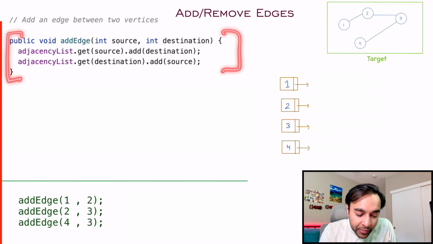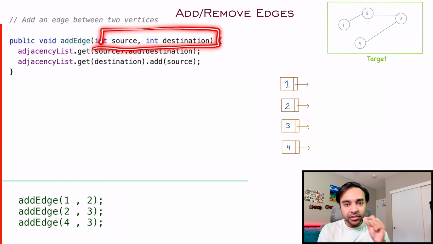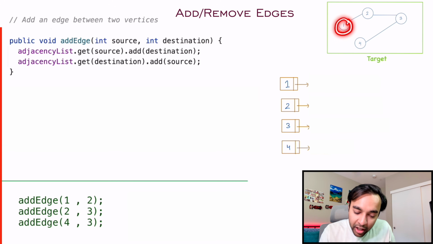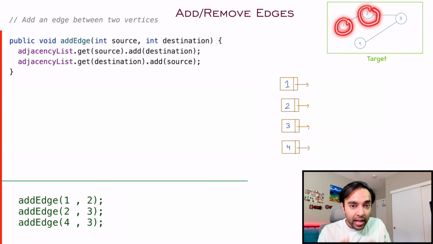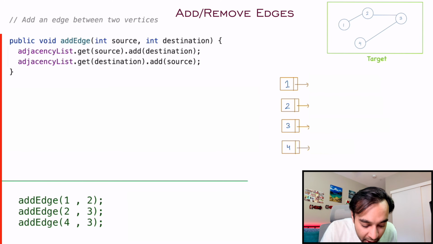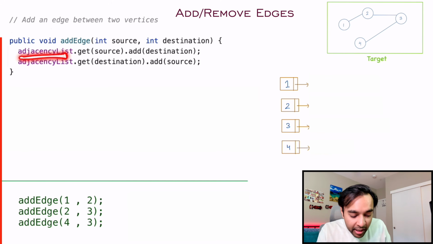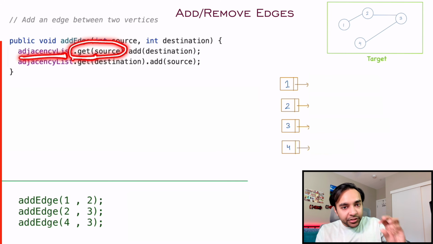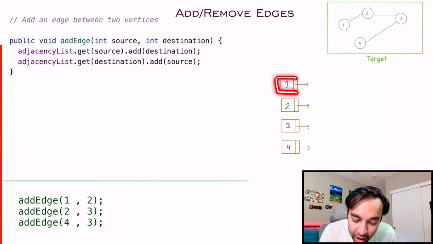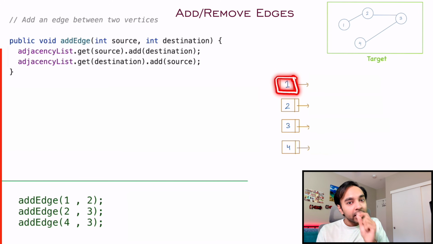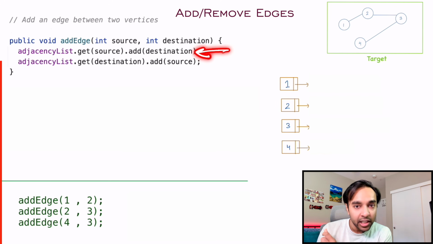What do we do over here? We take in 2 parameters, the source and the destination. Source is 1 right now and destination is 2. And what are we doing over here? We use our map and then we get the source. As soon as we get the source, we are talking about our first list. So this will give me the linked list over here. And in this linked list, what do we add? We add the destination.